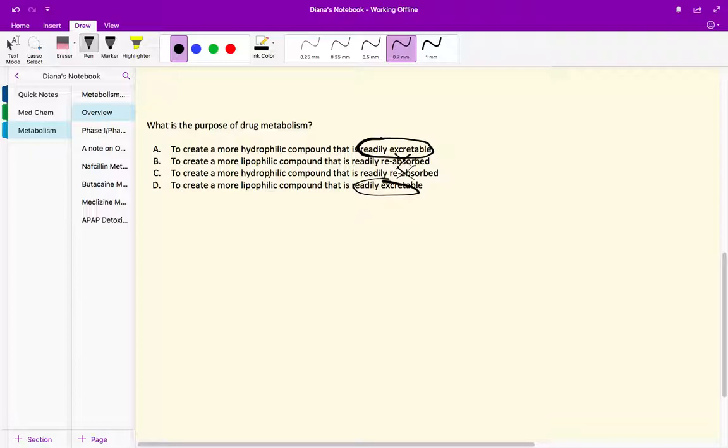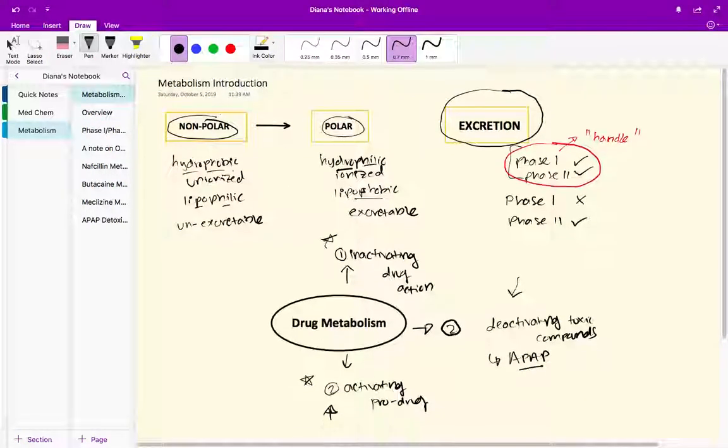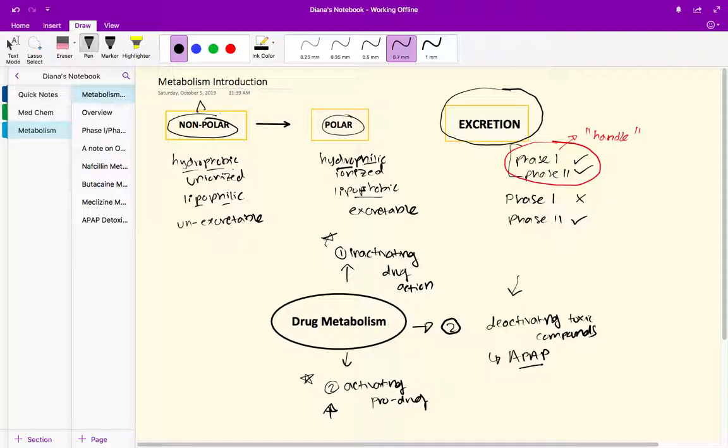And then after that, we know that we're trying to create a more hydrophilic compound as opposed to a more lipophilic compound. A more lipophilic compound would actually lead to reabsorption, but we're focused on drug metabolism, which is all about making more polar, hydrophilic, ionized compounds that are readily excretable. So that all goes back to this. We're going from nonpolar to polar to allow for excretion.